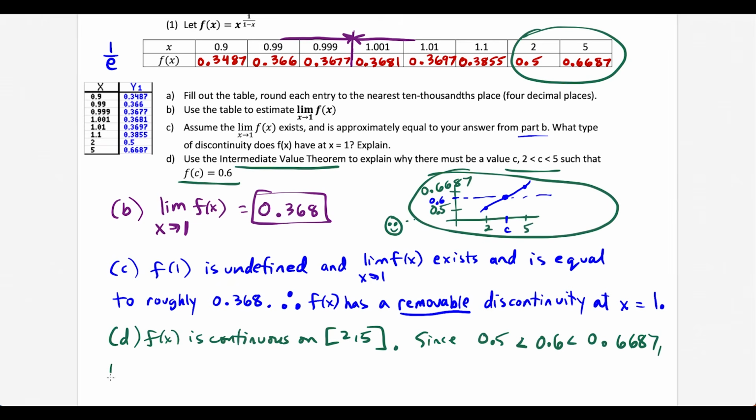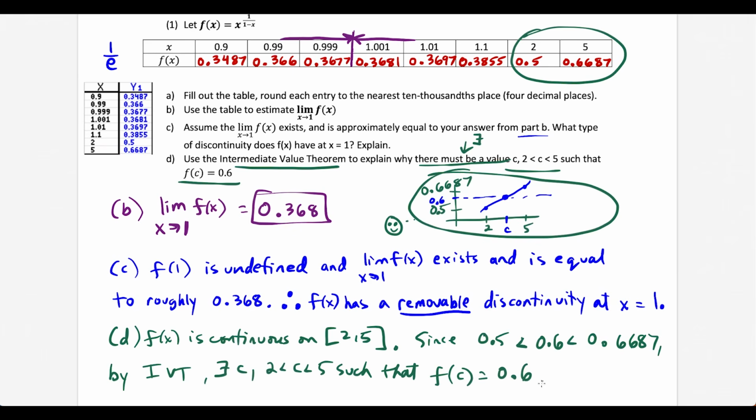So once we explain that the target y value is between our two function values, now we could apply the intermediate value theorem. We could say by the intermediate value theorem, which we could abbreviate, there exists, or there must be a value, that we could abbreviate with a backwards capital E. So we could say there must be a value c, and let me just clean that up a bit. So we have there must be a value c. c is going to be between 2 and 5. Notice that this is going to occur between 2 and 5, so we could just explain that here, such that we have f of c is equal to 0.6. Okay, so this would be us explaining why the function has to equal 0.6 using the intermediate value theorem.